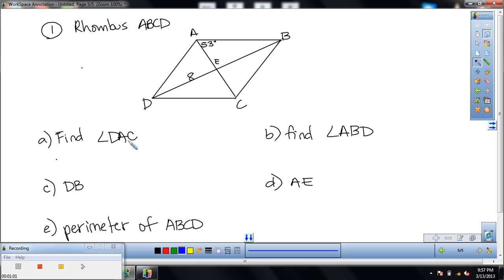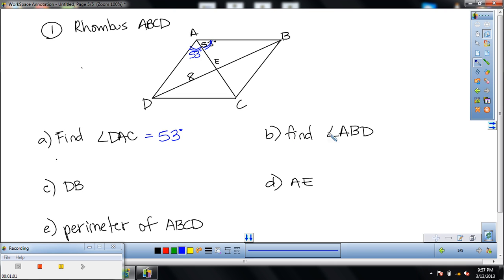In part A, we want to find angle DAC. So here we have measure DAC. We're looking for this angle. We know that BAC is 53 degrees, and the property of our angles stated that the diagonal is going to bisect the angle. So we know that these are being bisected. So whatever BAC is, DAC will be the same. So we really don't have any calculations. We know that DAC is 53 degrees.